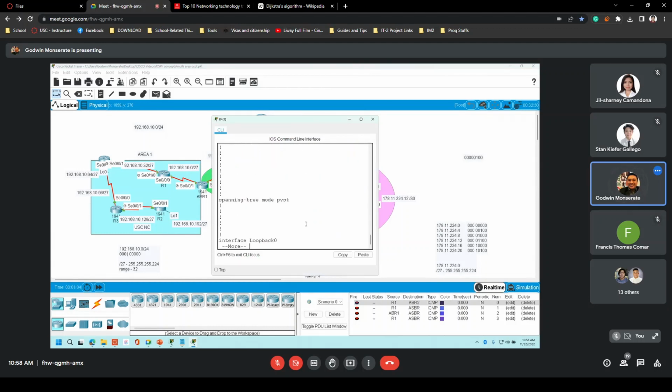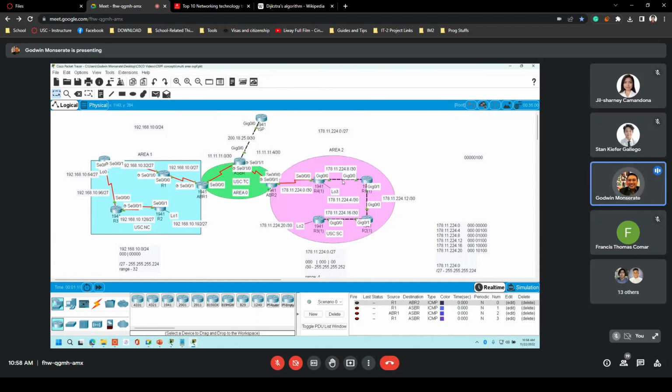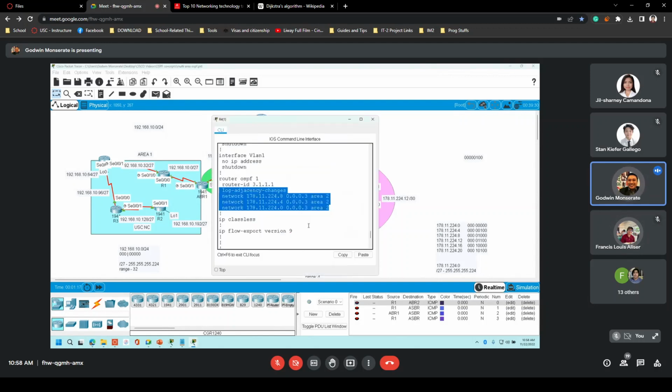Show run. Okay, look at this. I also have 3 networks, this network and the LO3. The 0, the 4, and the 8, if I'm not mistaken. 0, 4, and 8.